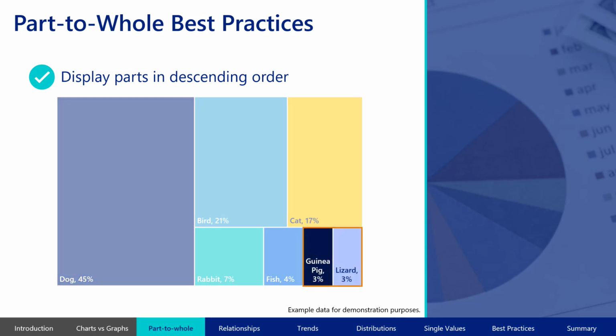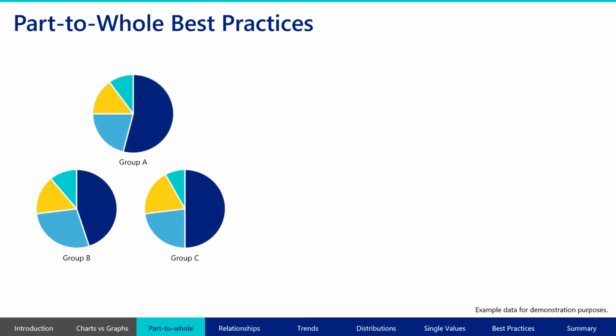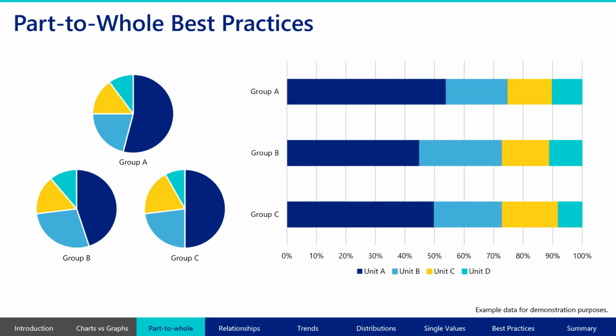Avoid using multiple pie charts within one visualization to make comparisons, because the proportional sizes of the slices can be difficult to compare across pie charts. Consider using a 100% stacked bar or column chart instead.